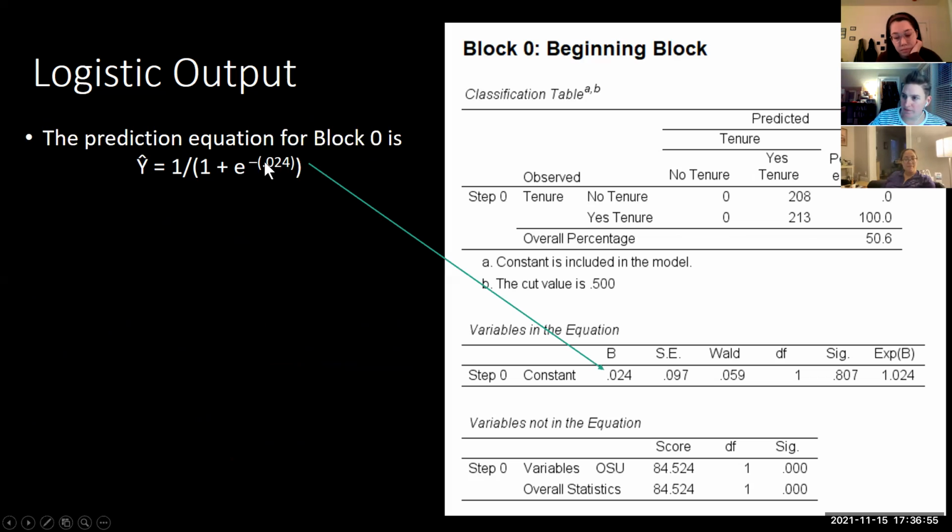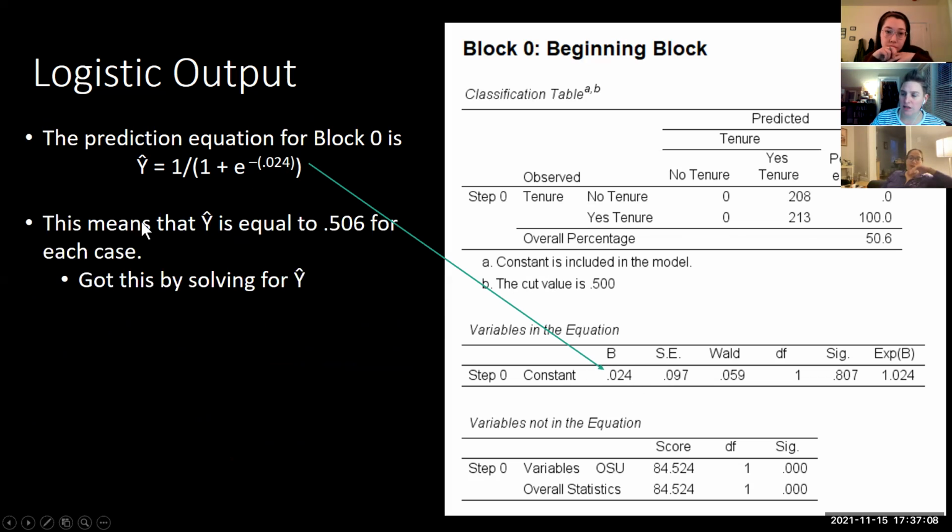Here is that equation. So to get the y hat for everyone, to show you where the number you compare to the cut value comes from, you're going to take the B0 and put it into this equation. And that means that the y hat, if I've solved this correctly, which I'm pretty sure I have, is equal to 0.506 for every single case.